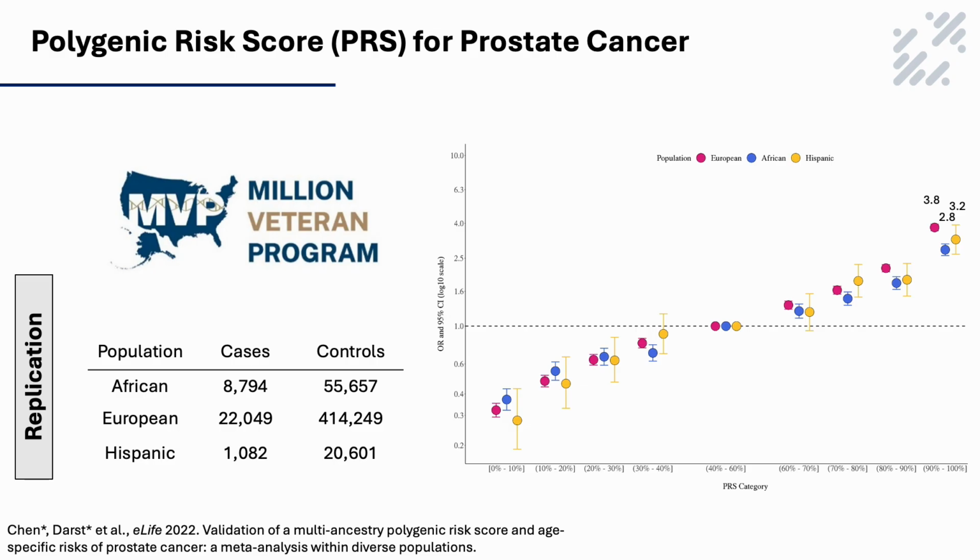When we meta-analyze results across these different studies, you can see that the odds of prostate cancer associated with the PRS range from about 2.8 in African ancestry individuals to up to 3.8 in European ancestry individuals. And that's looking at the odds of prostate cancer in men in the top PRS decile, the 90 to 100% category, relative to men in the 40 to 60% PRS category. So this is suggesting that although it is doing fairly well across all the populations we're looking at, we do see lower performance in the African ancestry populations, suggesting that we still have room for improvement for our polygenic risk score.